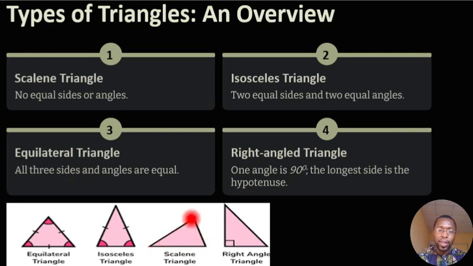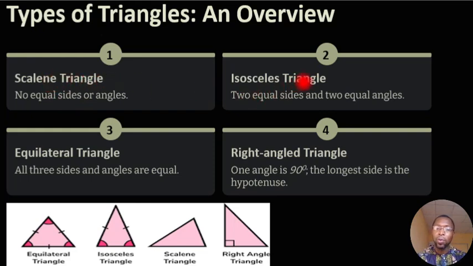Okay, so when the three sides of a triangle are not equal, we say that that type of triangle is known as a scalene triangle. Not just the three unequal sides, the angles too are not equal. The angle here is not equal to the angle here, and it's not equal to the angle here. So the three angles in this triangle are not equal, and the three sides of this triangle are not equal. That is referred to as a scalene triangle.